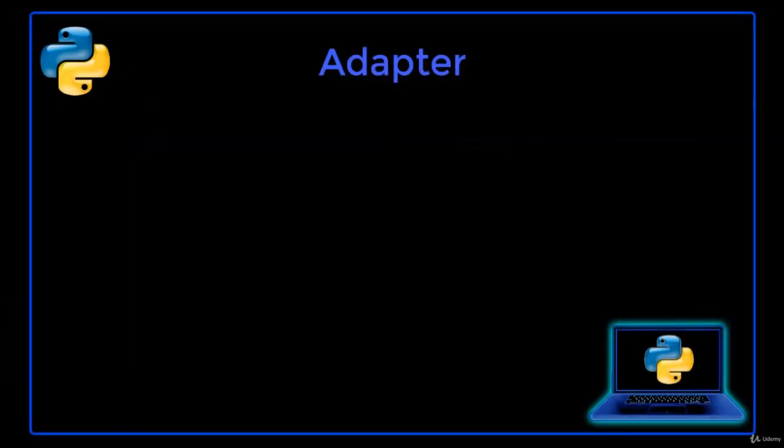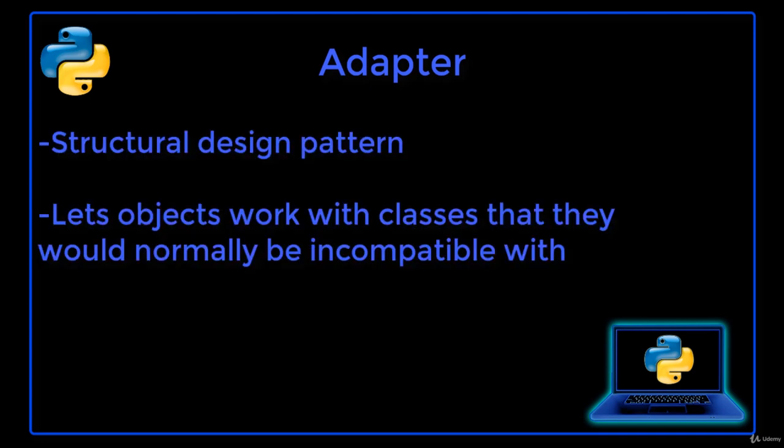In this lecture, we will learn about the adapter design pattern and how to implement it in Python. The adapter design pattern is a structural design pattern. It is used to convert one interface into another interface. It allows classes with incompatible interfaces to work together.